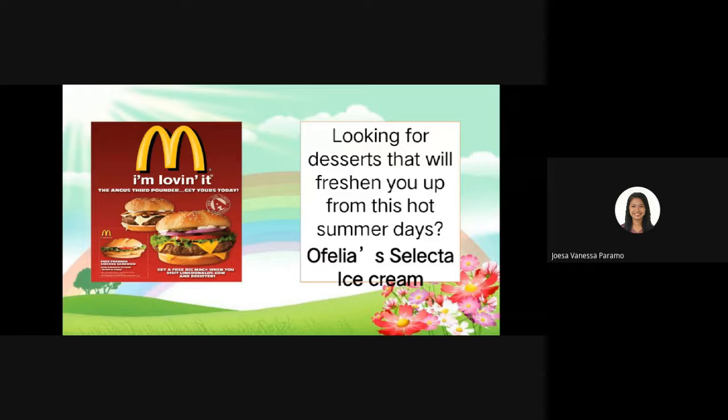By the way, what are the visual media and multimedia elements? Anyone? Okay. Yes, Chrysaline? Okay. Visual and multimedia elements are pictures, drawings, or any visual materials used in advertising.